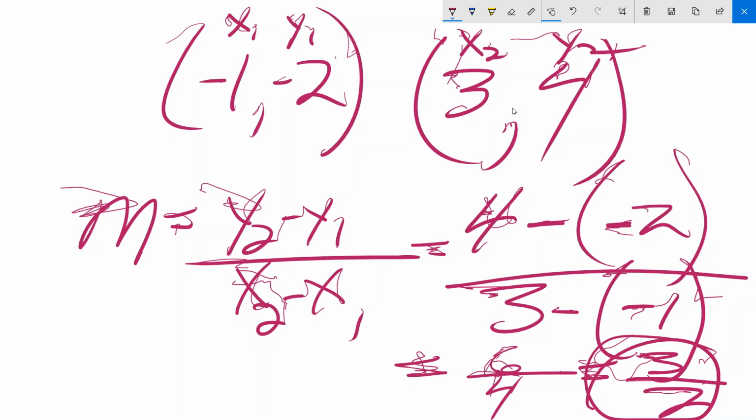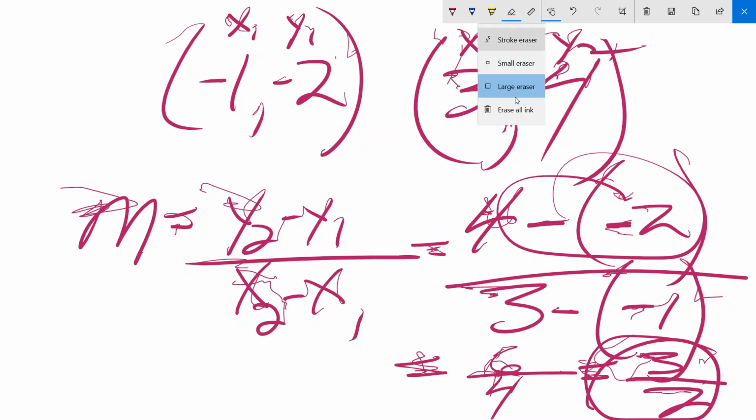That's all you do, always. You always take y sub 2 minus y sub 1 and divide it by x sub 2 minus x sub 1. If you end up with a lot of negative signs, just deal with it. 2 negatives make a plus. Let me give you another one. A little different.